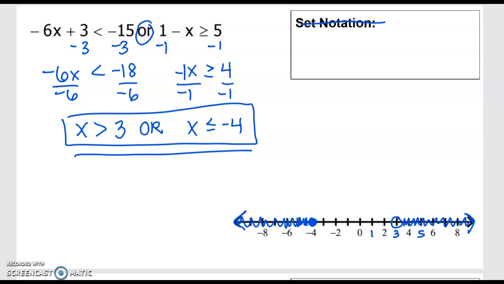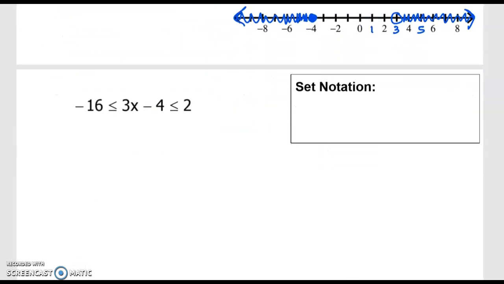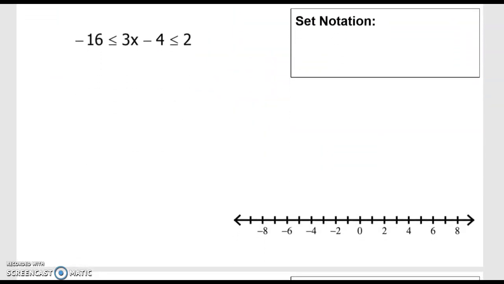Okay, let's look at one that looks a little different. This is actually an and problem. And I know it's an and problem because while I only have a variable in the center, I have two inequality signs. I have one here as well as here. Essentially what that does is I now have an inequality with three sides. I have the middle, I have the left, and I have the right.